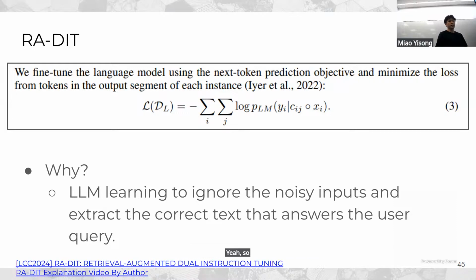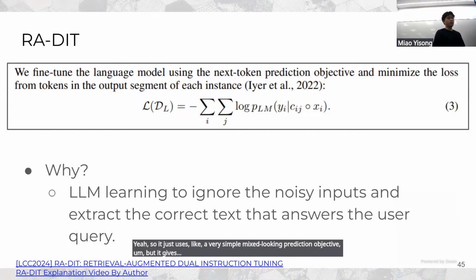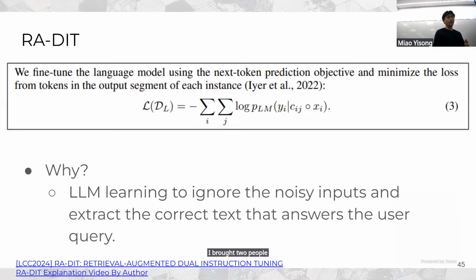Yeah, so it just uses a very simple mixed token prediction method. But you're training the LLM to give you the same ground truth table, no matter your context.